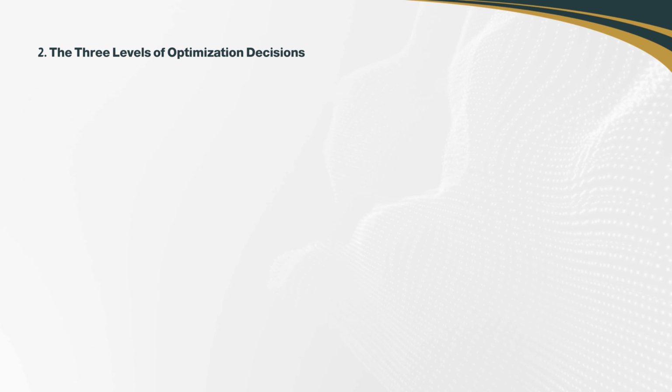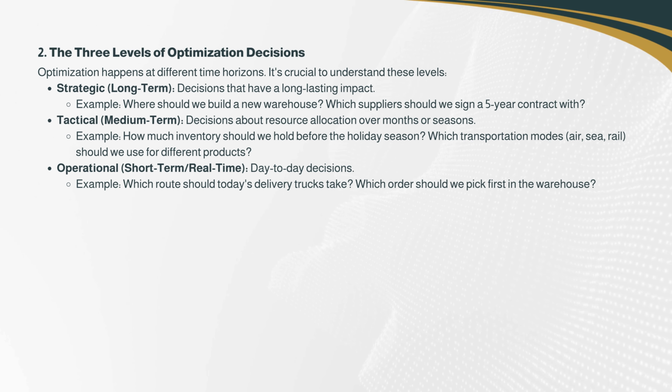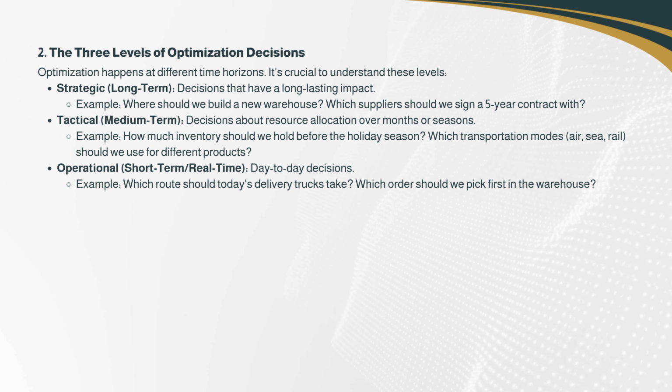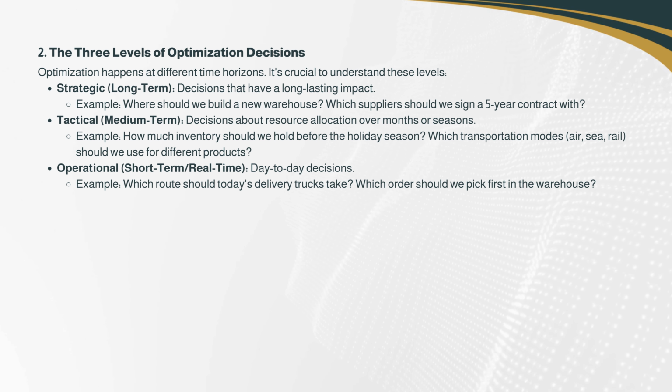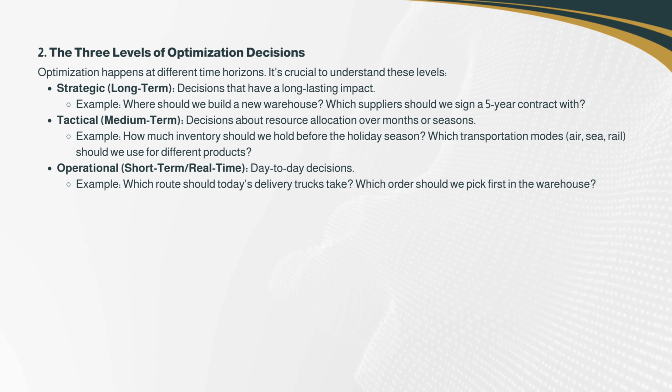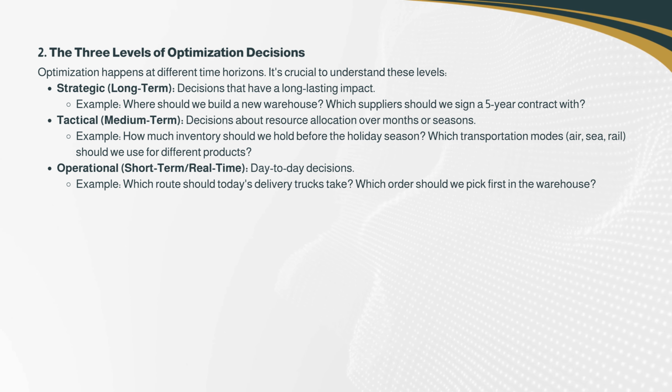2. The 3 levels of optimization decisions. Optimization happens at different time horizons. It's crucial to understand these levels: strategic, long-term decisions that have a long-lasting impact. Example: where should we build a new warehouse? Which suppliers should we sign a 5-year contract with?